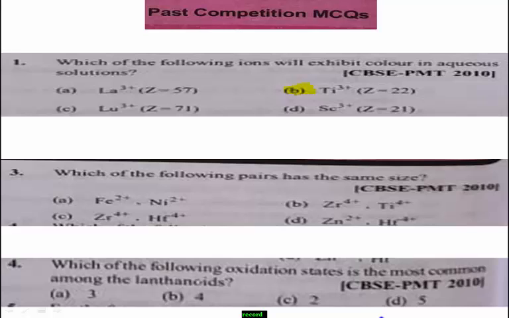It means imperfect shielding of one 4f electron by another. Therefore, which pair has similar size? Which one has similar size? Zr and Hf. Therefore, option C is the right answer.